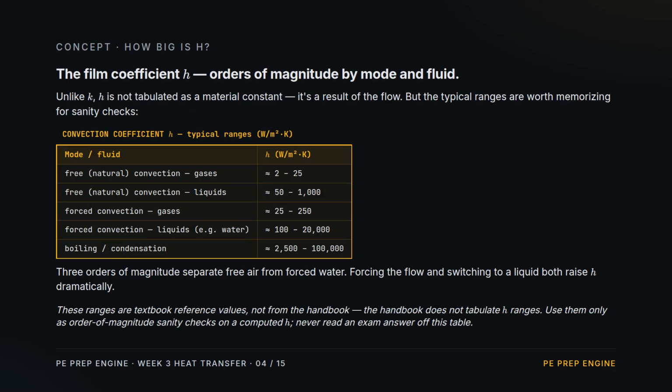Unlike K, H is not tabulated as a material constant. It's a result of the flow. But the typical ranges are worth memorizing for sanity checks. The table climbs from free convection in gases at the low end through forced convection in liquids, with boiling and condensation topping it. 3 orders of magnitude separate free air from forced water. One caveat: these are textbook reference values, not from the handbook. Use them as sanity checks, never as an exam answer.